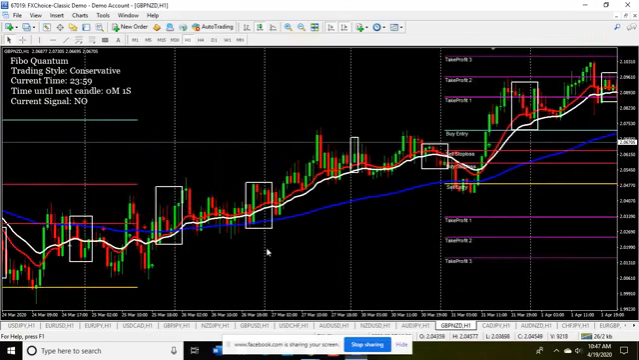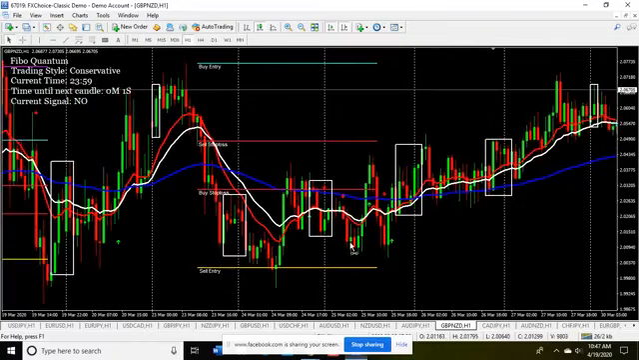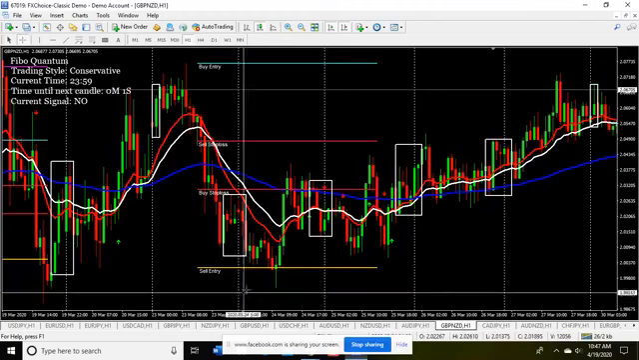Okay, when's the next one? Going back here, we get a sell entry right here. Okay, red, white, and blue. Right, we got a cross, so that's a losing trade right there. Okay, that's a losing trade.